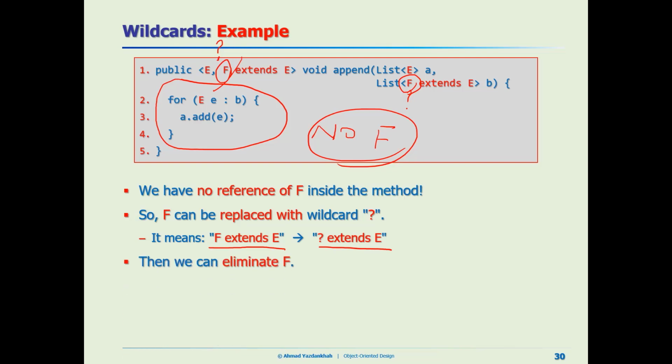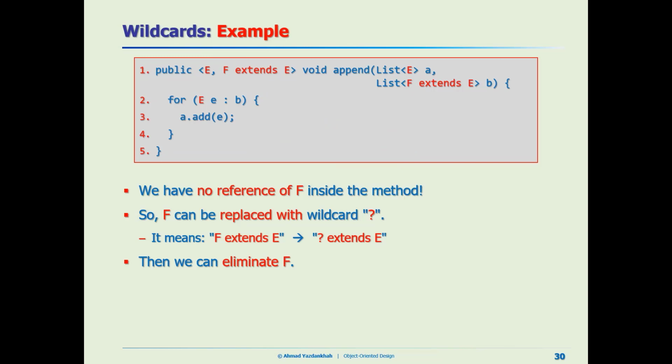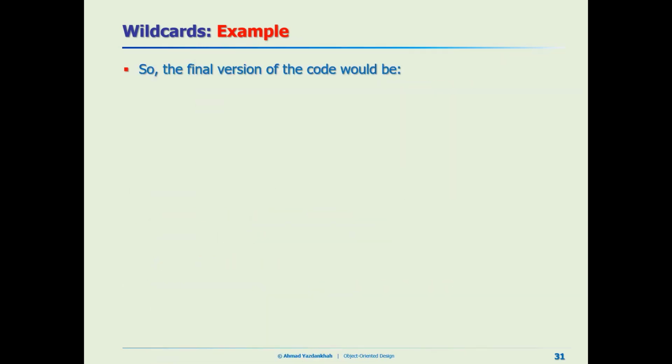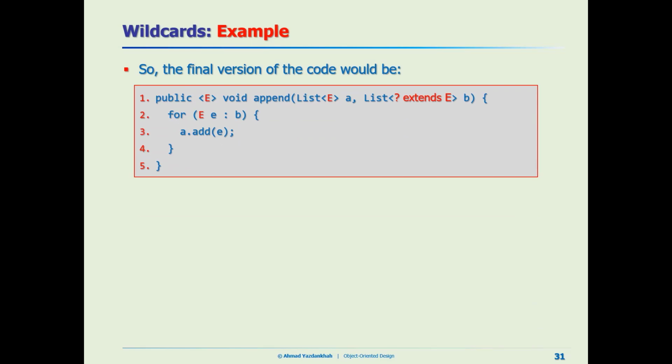No f is required. And when we do this, let's look at this part. If we don't have f here and we have a question mark here, it means that we have only one type variable. So we can remove this part as well, right? We just need this E. Okay, cool. Now let's see how our code looks. And this is our final code.